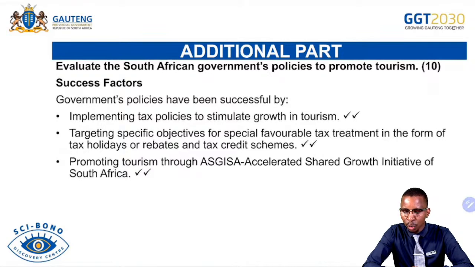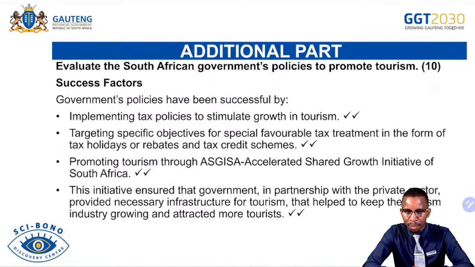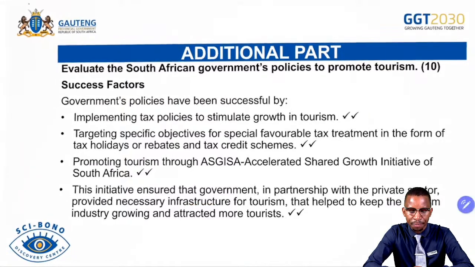ASGISA, Accelerated Growth Initiative for South Africa. This initiative ensures that government, in partnership with the private sector, provide the necessary infrastructure for tourism that helps to keep the tourism industry growing and attract more tourists.